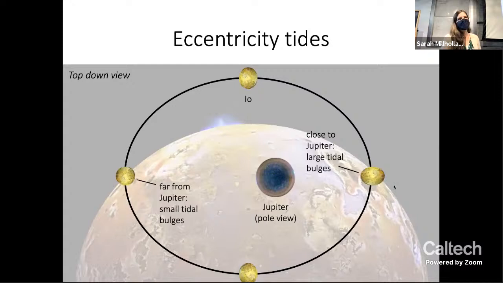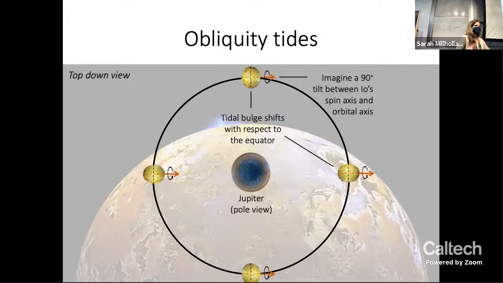And so this stretches and squishes Io's interior and leads to a strong amount of interior friction and heat deposition. In addition to these eccentricity tides, though, you can also have what are called obliquity tides. Imagine now that Io's orbit is circular, but that its spin axis was tilted off of its orbital axis. In this case, the orientation of the tidal bulge that Jupiter raises on Io changes with respect to its equator every orbit. And so the tidal bulge is sweeping across Io's surface every orbit and leading to similar stresses and strains in its interior.